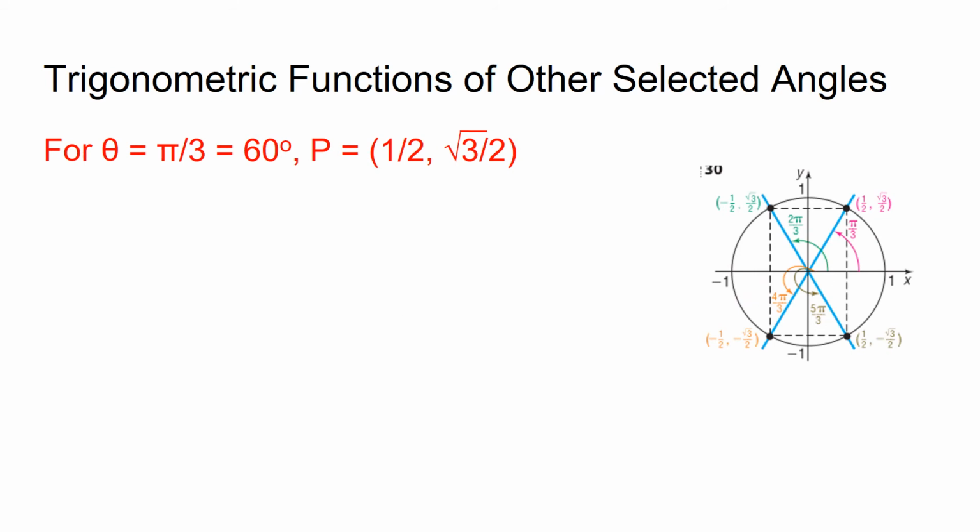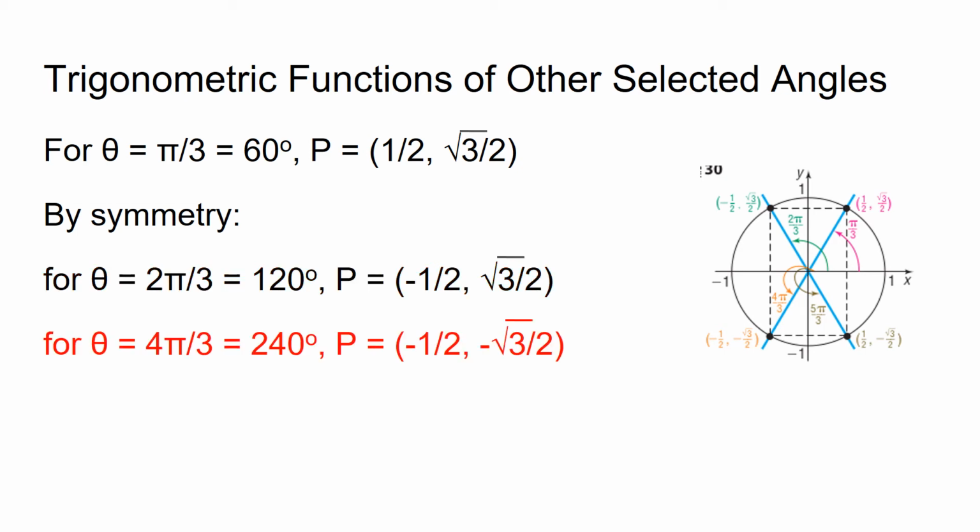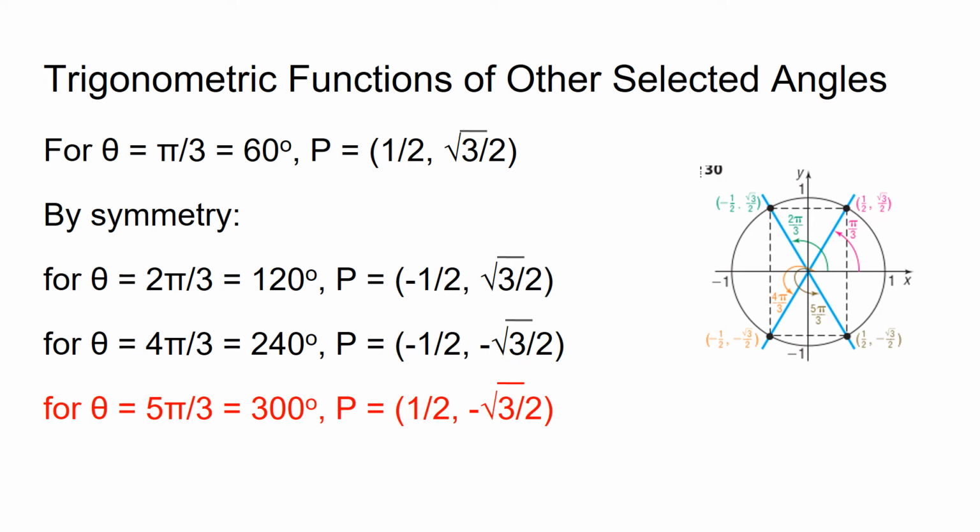And we can use the same approach for selected angles related to pi over 3, which is 60 degrees. We begin with the point 1/2, comma, square root of 3 over 2, the point on the unit circle that corresponds to theta equal to pi over 3. By symmetry, we can obtain the point that corresponds to 2 pi over 3, or 120 degrees, and the one that corresponds to 4 pi over 3, and the one that corresponds to 5 pi over 3. Our use of symmetry allows us to obtain exact values of trig functions for a fair number of angles.